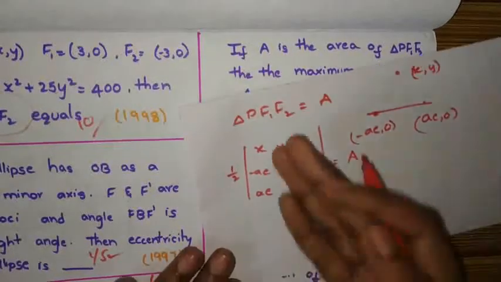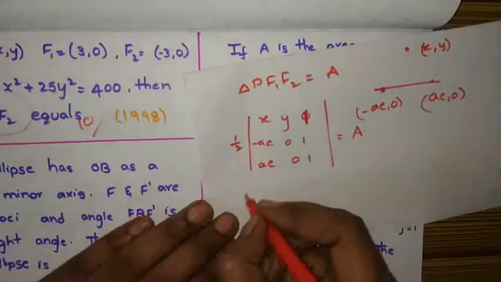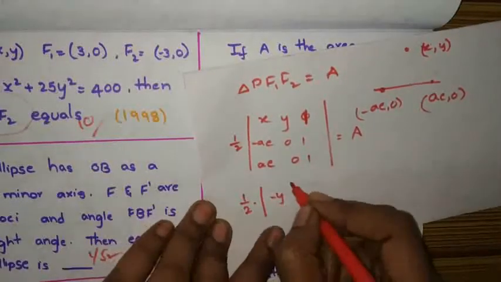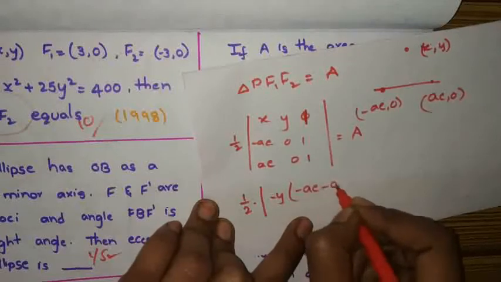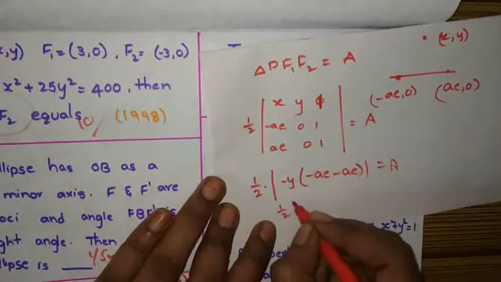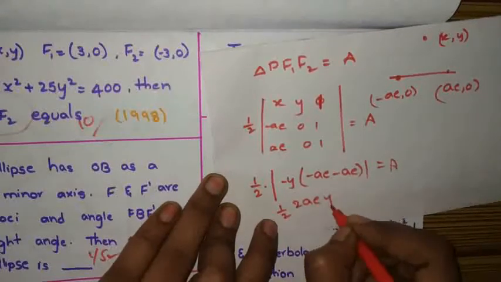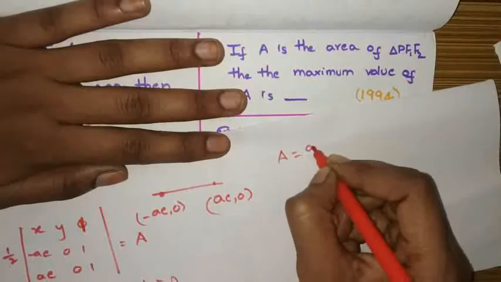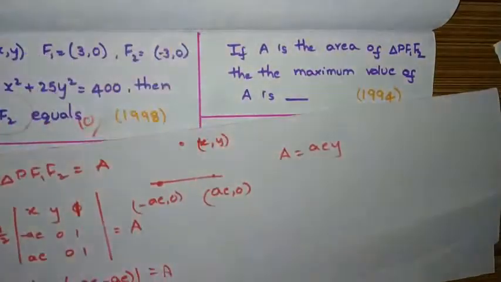Now do this calculation. Half into (-y) into (-ae)... is equal to area, and half into 2aey is equal to area. So we can say that area is equal to aey. Now this is the most important thing.